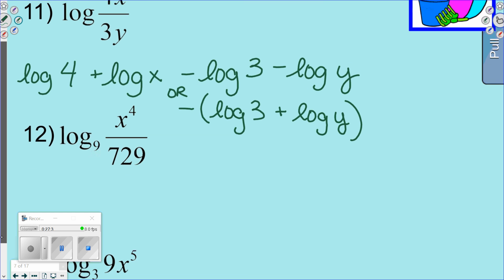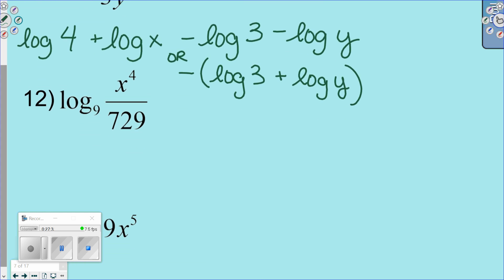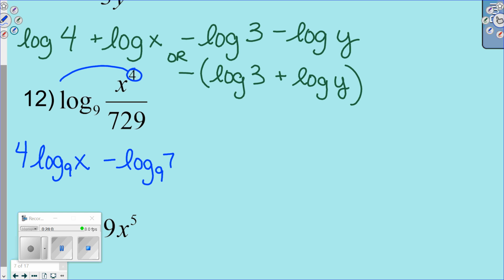All right, number 12. Number 12, how many times will you write log? Twice. I have an x and I have a 729. I only have two things. All right, so let's go through it. So we're going to have log base 9. Yes, there's an exponent, so it has to come out in front. And then I have the x. What's the division? Minus. Log base 9, 729.